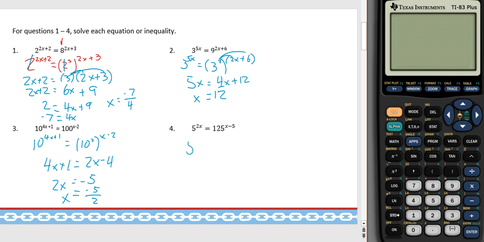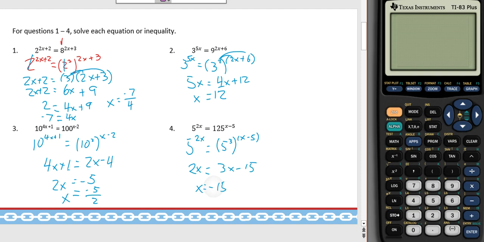Lastly, number 4, 5 to the 2x. Again, I'm going to try to rewrite this 125 as a power of 5. So that would be 5 to the third. And then when I rewrite this, I try to put some parentheses around this original exponent to remind me to distribute. So I'm going to end up with 2x equals 3x minus 15. So I'm going to work to isolate x. I'm going to end up with x equals 15. Not negative 15, but just 15.